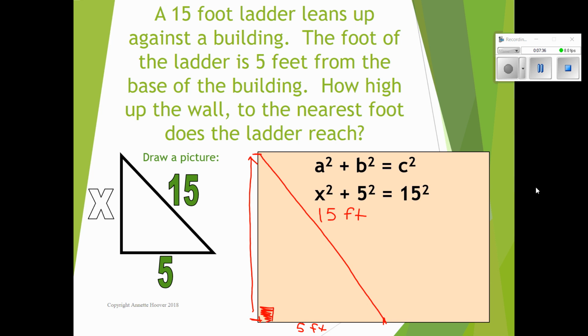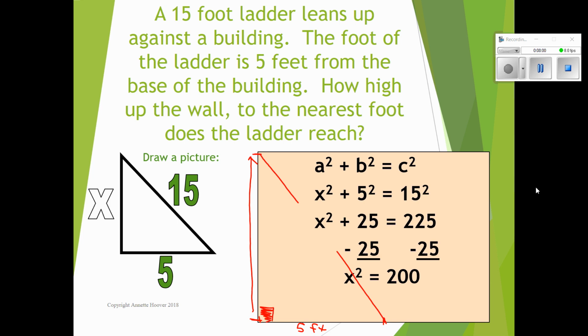So I plug in my numbers, and I put x squared. It can be a squared. Doesn't matter what the variable is. We're going to square 5 and 15, and we're going to get x squared plus 25 equals 225. Now we have to subtract 25 on both sides to get x squared by itself. X squared is 200, but we're not finished until we take the square root and we round it to the nearest tenth.